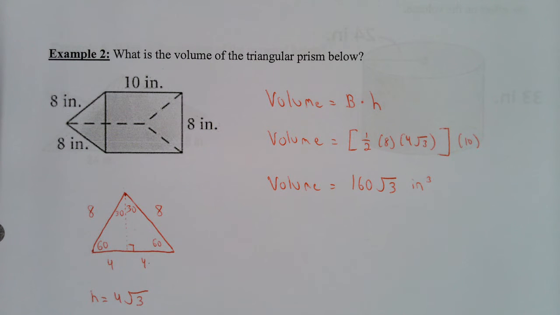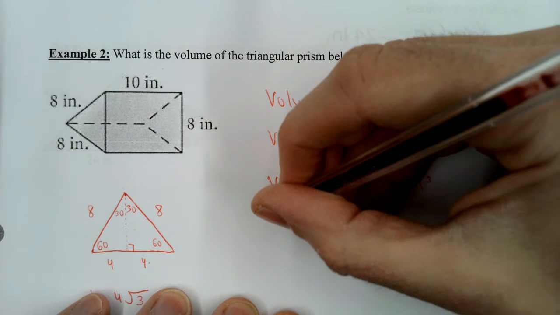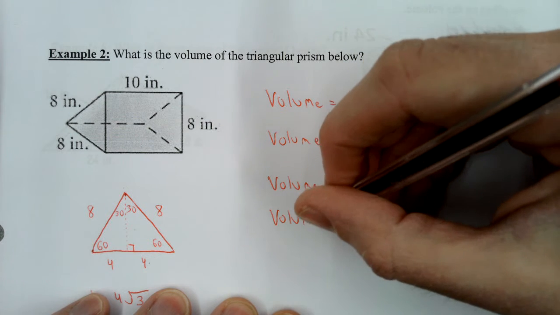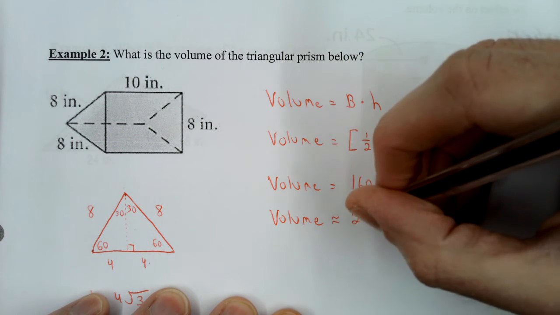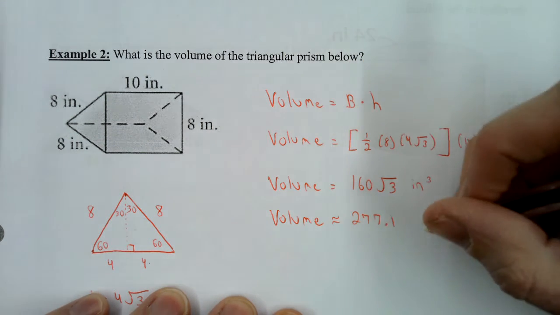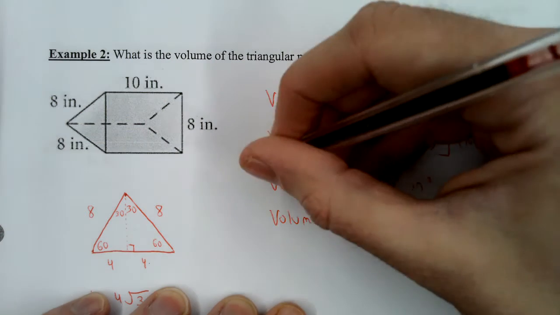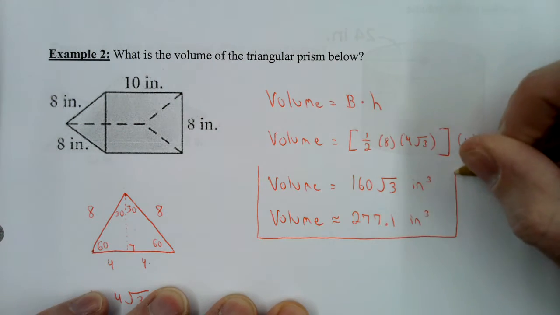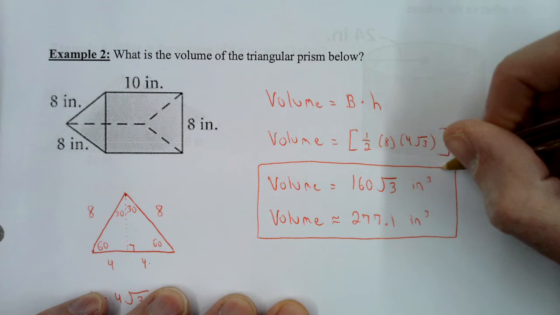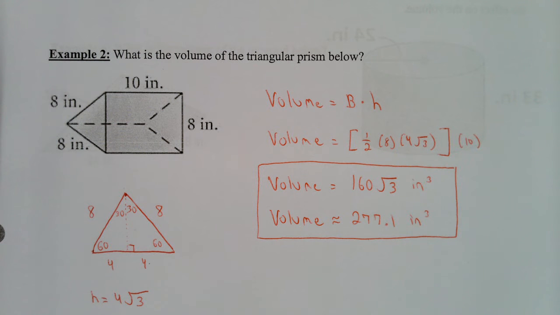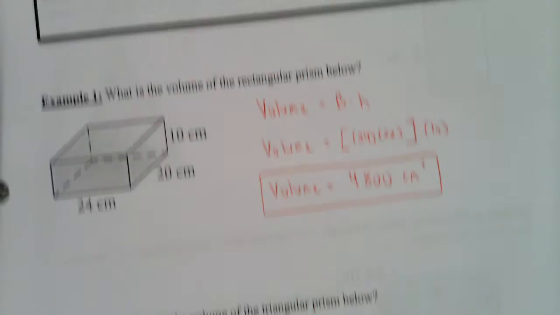And if I give it as a decimal, I will multiply those out, and I'll get 277.1 inches cubed. So that's the end of the page on prisms. Now we'll move on to the next page, which is about cylinders.